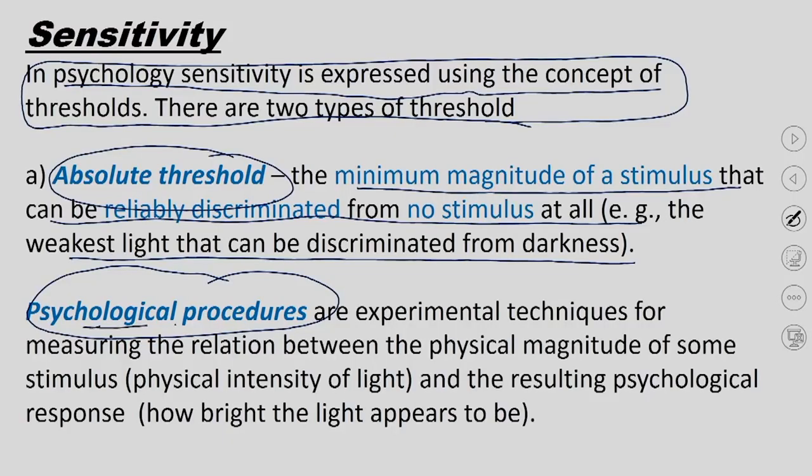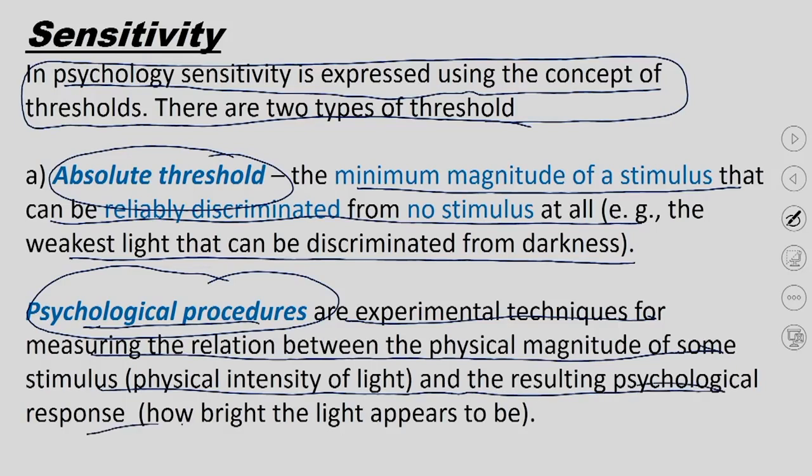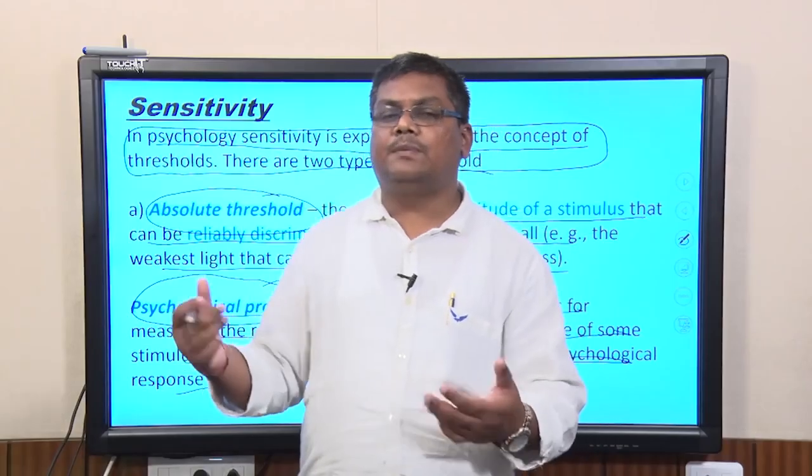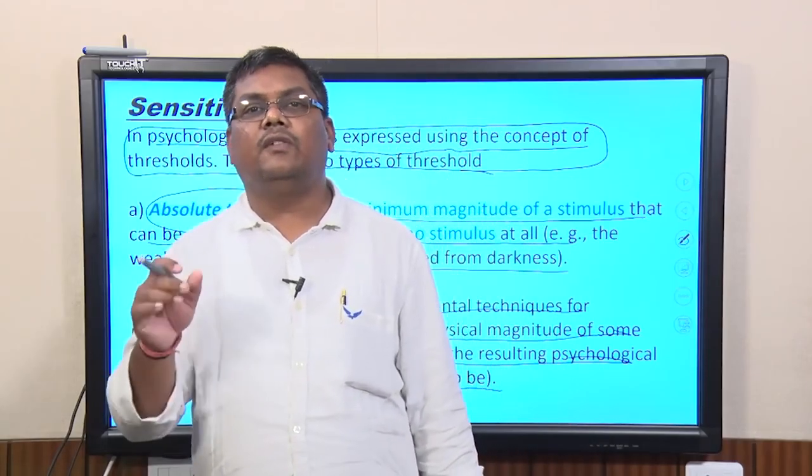And psychological procedures, now these are experimental techniques for measuring the relation between the physical magnitude of some stimulus, such as the physical intensity of light, and the resulting psychological response of how bright the light appears to be. The process that I described to you of how to measure the absolute threshold is called the psychophysical procedure, and this is called the method of limits.